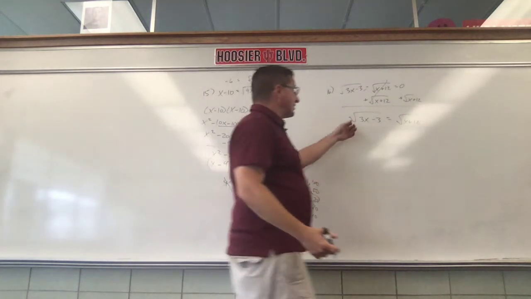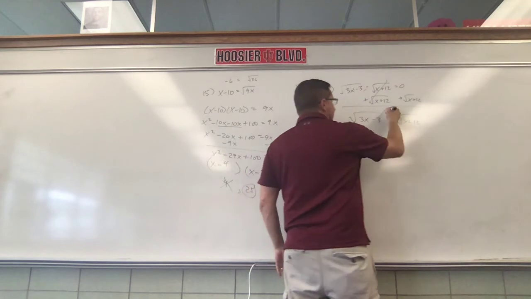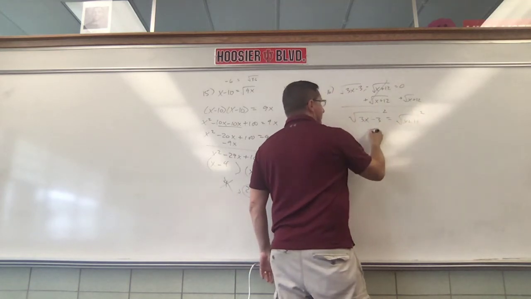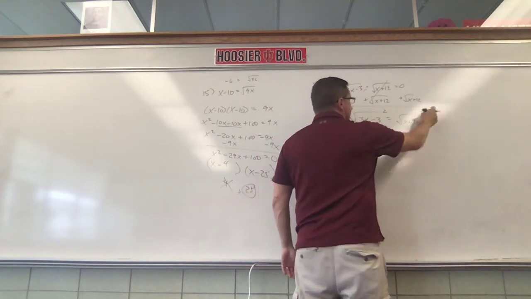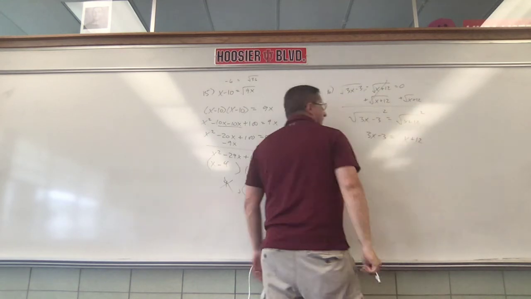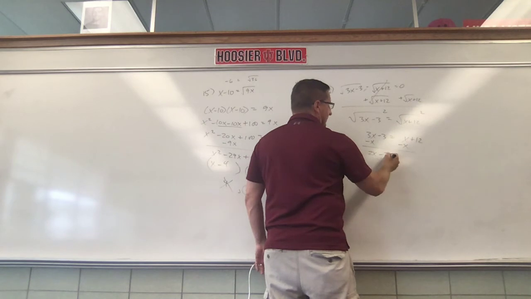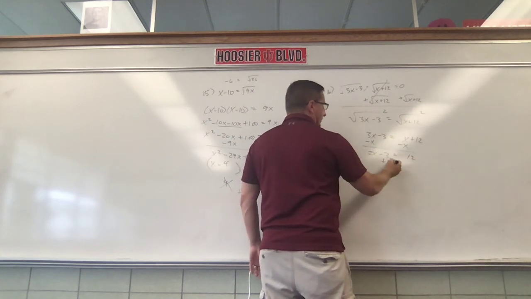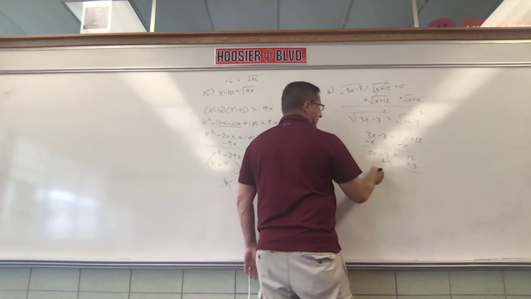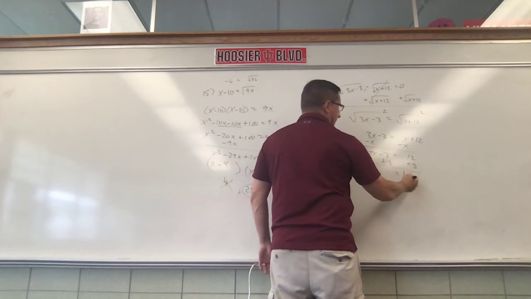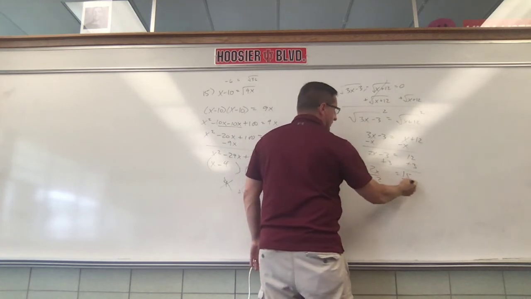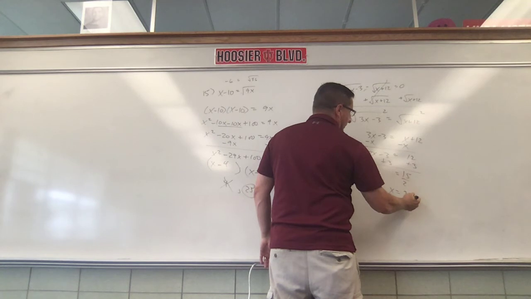We've got to check our answers. There's an x on each side. We will check our answers, so square each side. These cancel, 3x minus 3 equals, these cancel, x plus 12. I'm going to subtract x from each side. 3x minus x is 2x, minus 3 is 12. Add 3 to each side. 2x equals, these cancel, 12 and 3 is 15. Divide by 2. x is 15 divided by 2, which is 7.5.